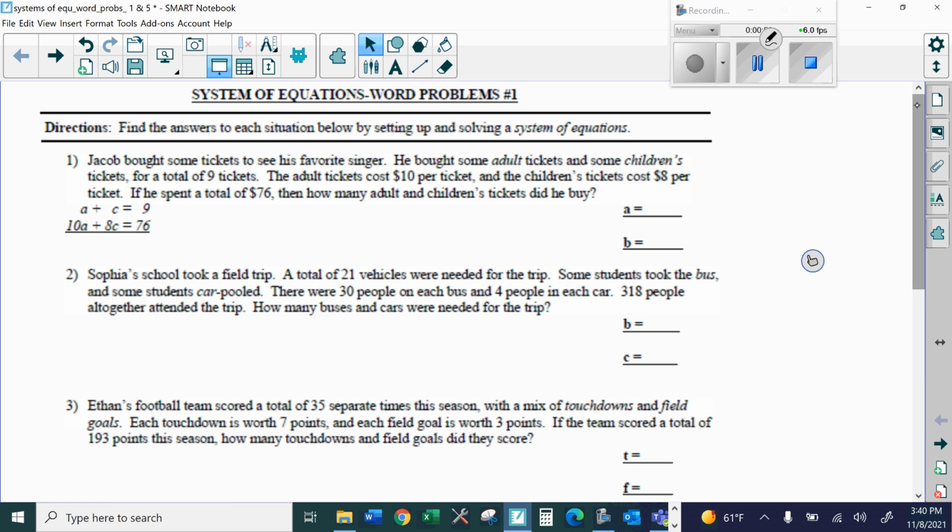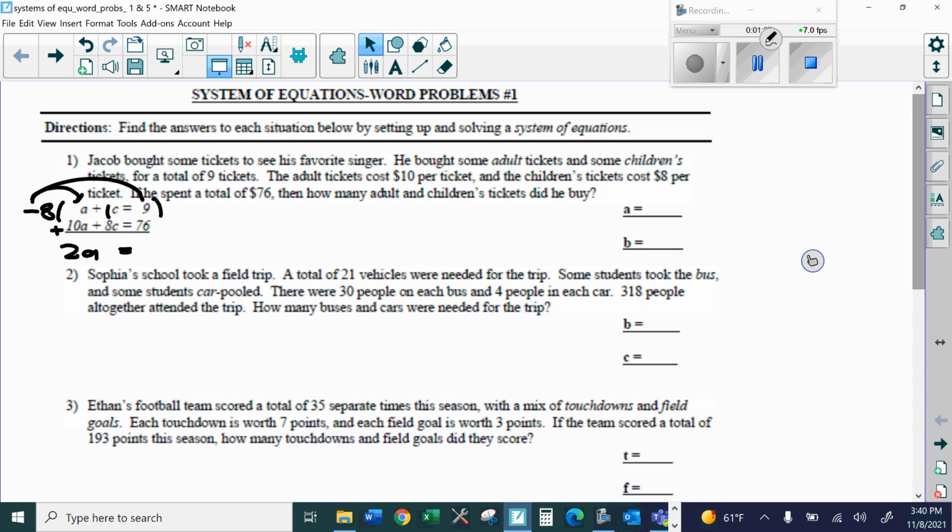In standard form, we use the elimination method to eliminate either the C's or the A's. Let's say we're going to eliminate the C's. The common multiple of 1 and 8 is 8. Since that already has a positive 8, we want this one to be negative 8. So negative 8C plus 8C is 0, and that eliminates them.